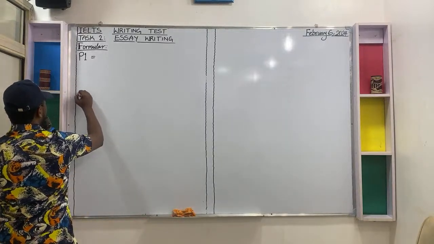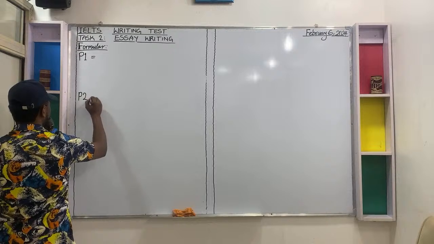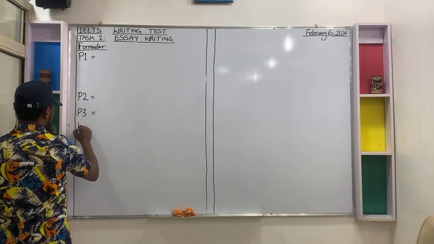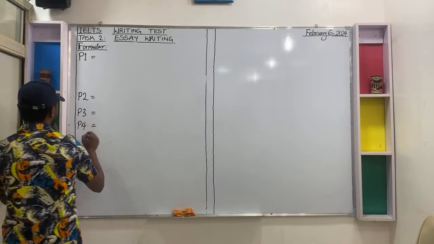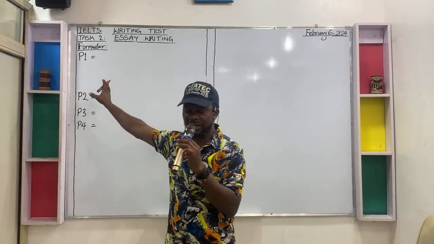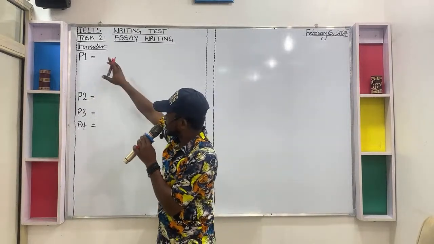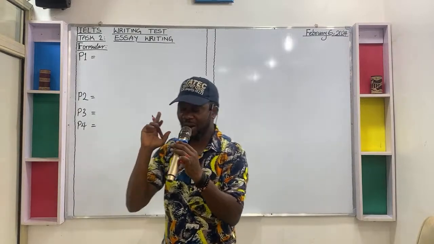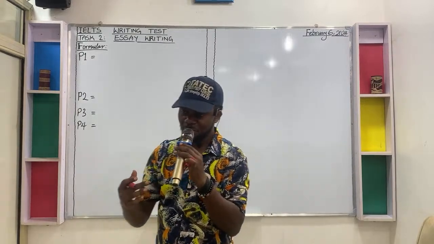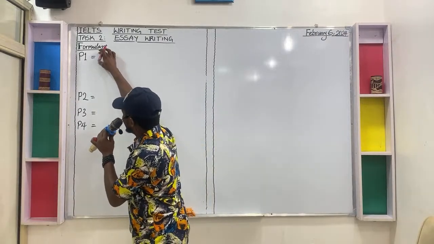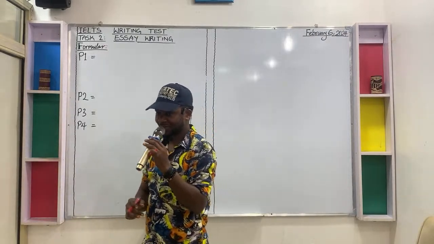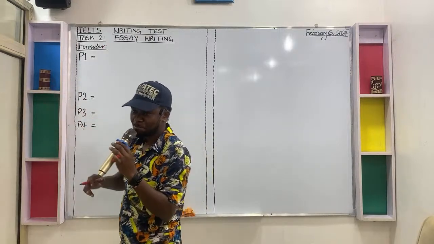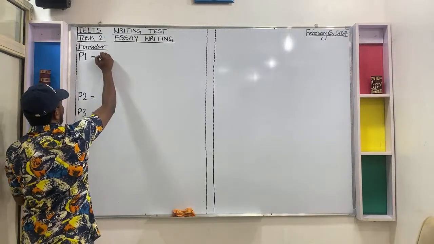P1, P2, P3, and P4. Please, here is the formula for writing an essay. Now, by this, it means we're having how many paragraphs? 4 paragraphs. Now, the next question will be, what are the constituents of paragraph 1? Madam, what do we have in paragraph 1? We have the paraphrase.